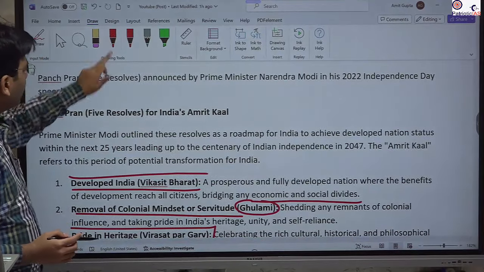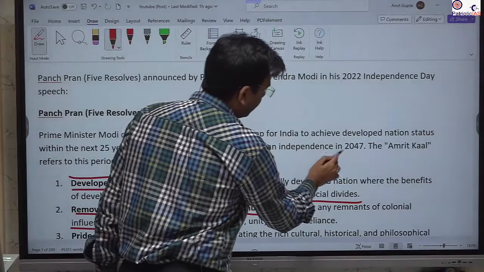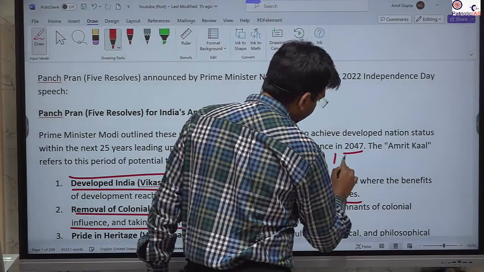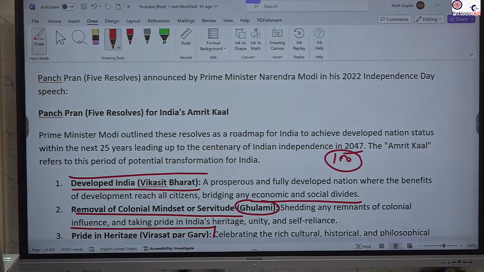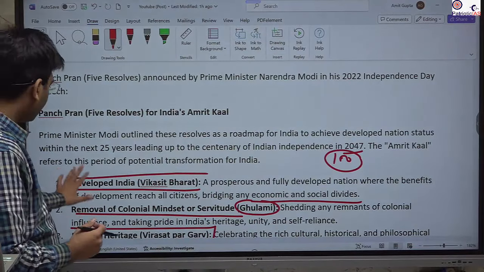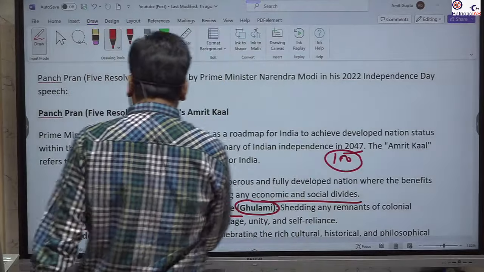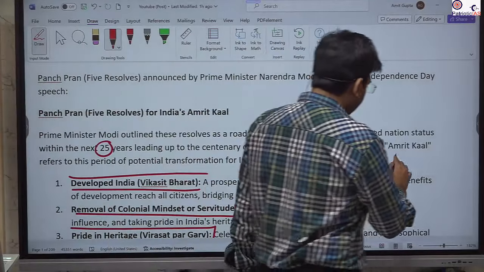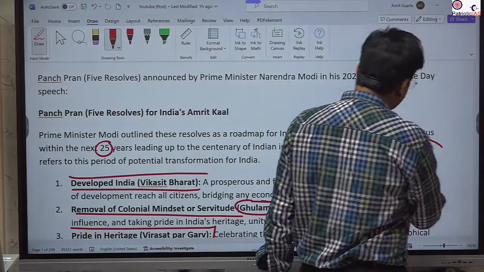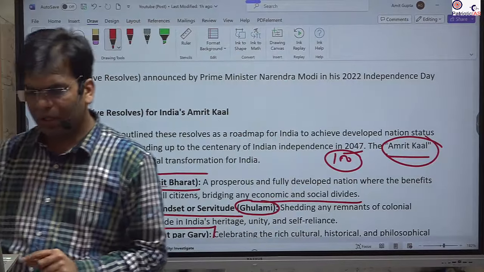So you should remember, we have aimed that by 2047, when we will be celebrating 100 years of independence, on that particular day we will achieve our goal of Viksit Bharat and everything. And these 25 years from 2022 to 2047 will be called the Amrit Kal. So you are living in the Amrit Kal. Please remember all this.